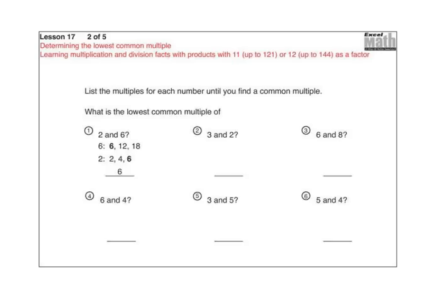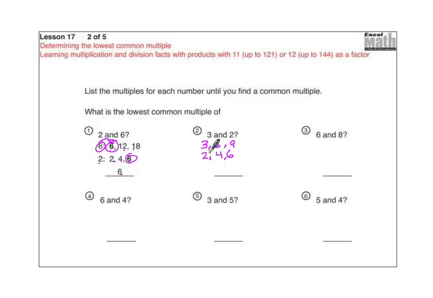List the multiples for each number until you find a common multiple. What is the lowest common multiple of 2 and 6? So they list the multiples of 6, 6, 12, 18. Multiples of 2, 2, 4, 6. And the lowest number in both lists is a 6. Let's try number 2 together. Multiples of 3, you don't need to write the number and then write it again. You can just start listing the multiples of 3. 3, 6, 9. Let's stop right there just to see if we are going to get one before 9. And then the multiples of 2, 2, 4, and hey, 6.